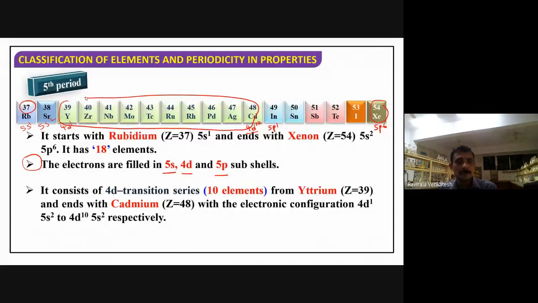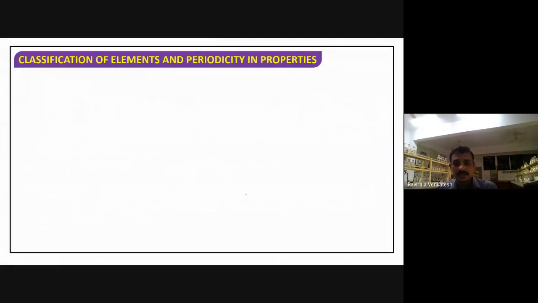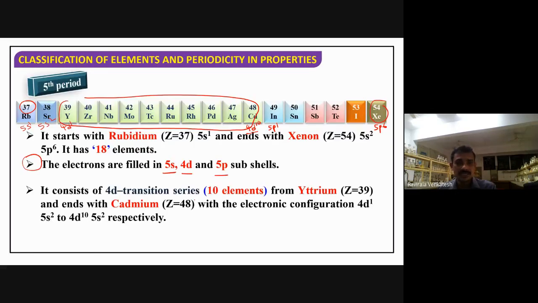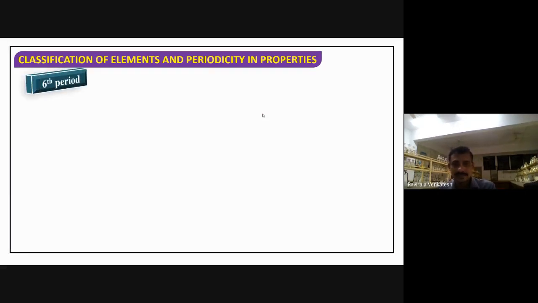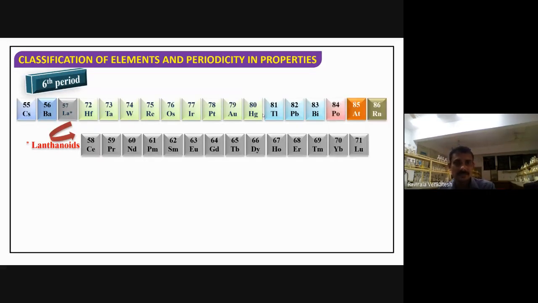So this is about the 5th period. In the 5th period, in the 4d series, yttrium to cadmium, electrons will be filled here. Next is the 6th period: cesium, barium, lanthanum. After that you have to fill the lanthanides. Yesterday we discussed this one. Lutetium will come before hafnium. Then we get the remaining elements here.